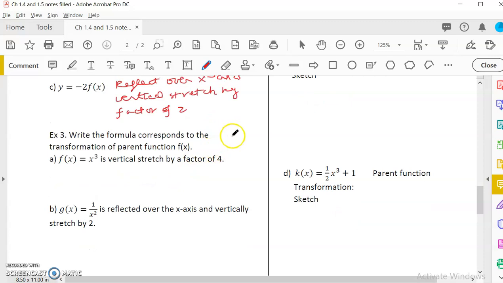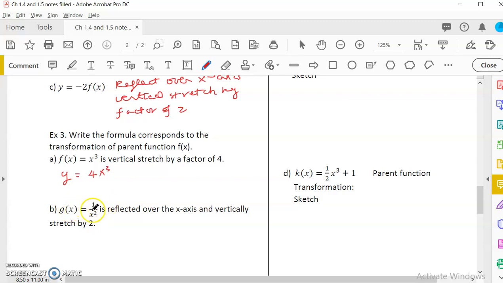Okay. So the third example would be if I give you the parent function and I describe the transformation, write the formula. So y equals the parent function x cubed, and I do a vertical stretch by a factor of 4. That means 4 multiplied outside x cubed. So that would be the formula.